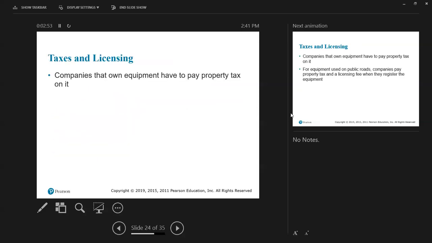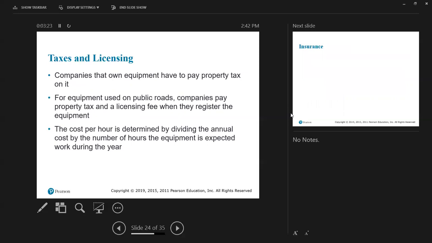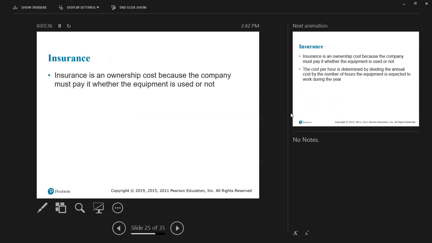Now, as far as the taxes and license, those are must-pay expenses. Since equipment is considered property, you have to pay taxes on it. And because this equipment is also used on public roads, cities and states require a license, and to maintain the license, you have to pay annual fees. So you'll have to count for those as well. We also talked about how we find the cost of the taxes and license by dividing the overall annual cost by the total expected working hours over the year.